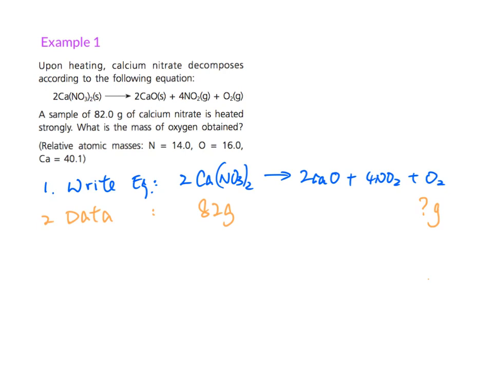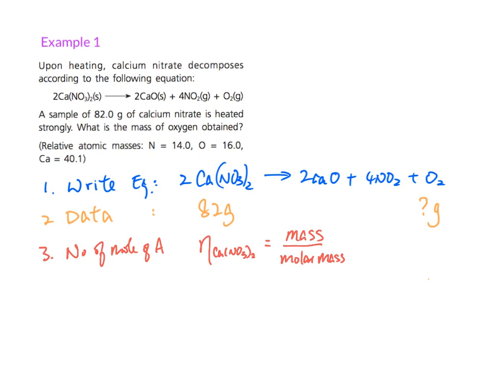Our third step is the calculation of number of mole. The number of mole of A, where A refers to the chemical that you have sufficient information to calculate the number of mole for. In this case, we have calcium nitrate. So the number of mole of calcium nitrate equals mass over molar mass.